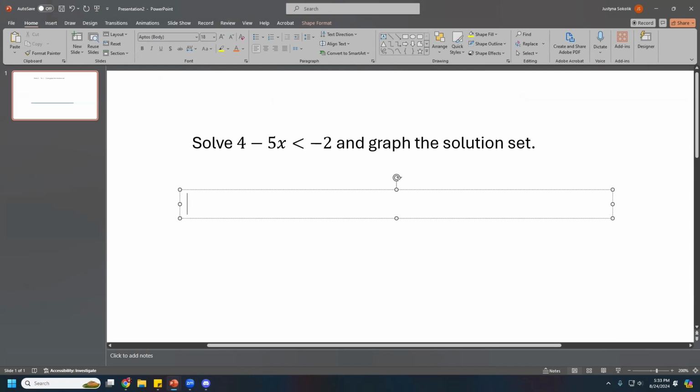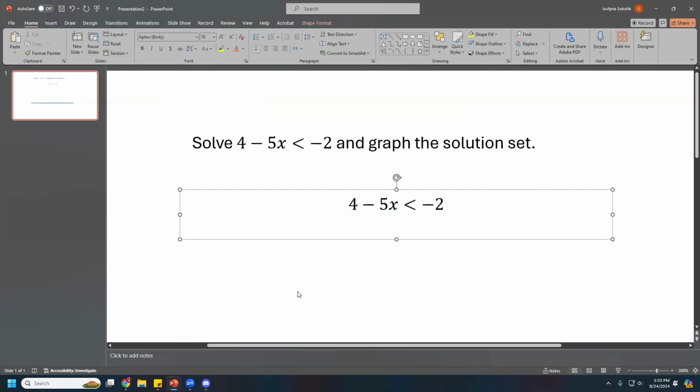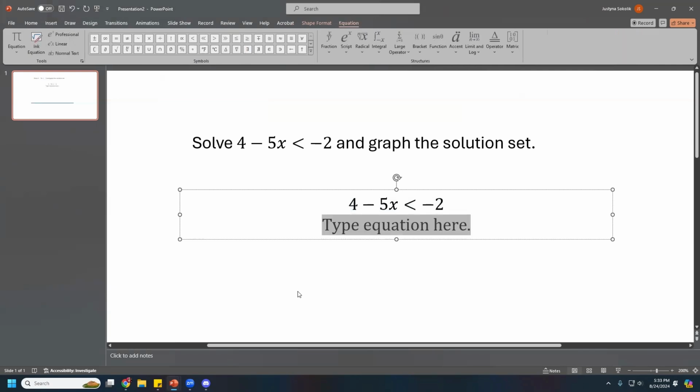Okay, this is how to solve an inequality with one variable. The first thing you're going to want to do is just pretend that the inequality sign is an equal sign and do the problem as you normally would. So I'm going to pretend that this inequality symbol is an equal sign and focus on isolating x. So the first thing I want to do is get rid of that 4 from both sides.